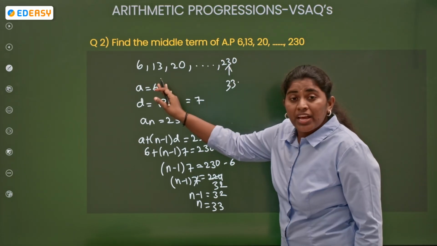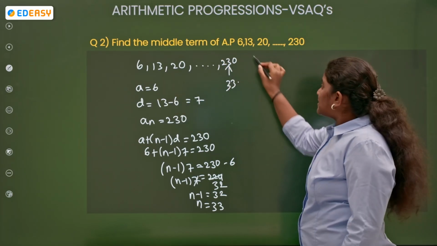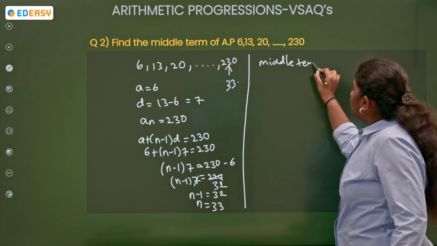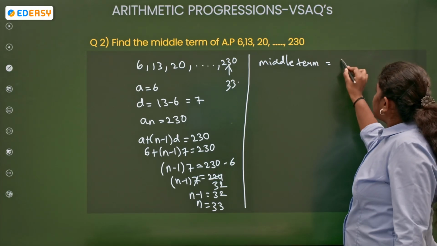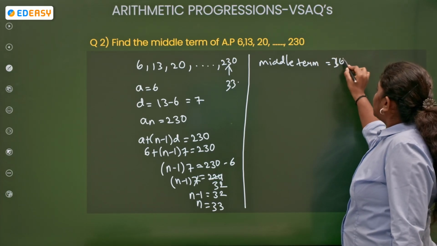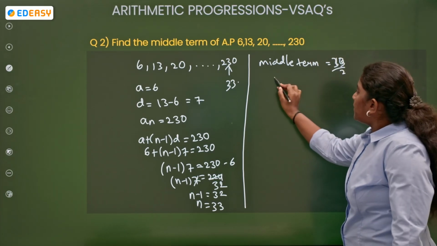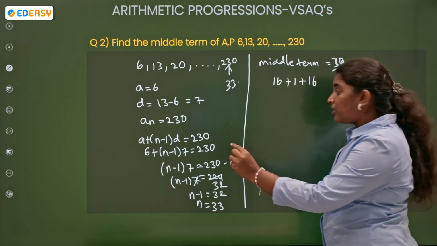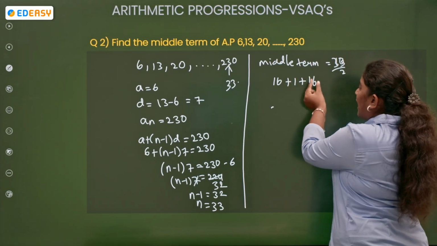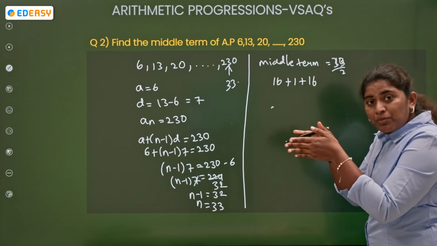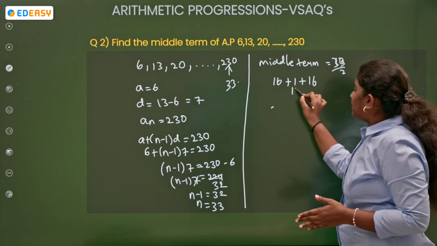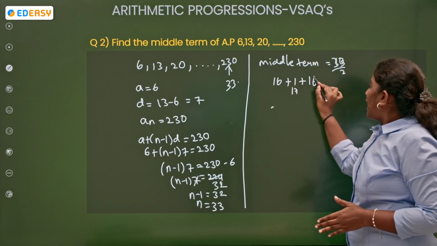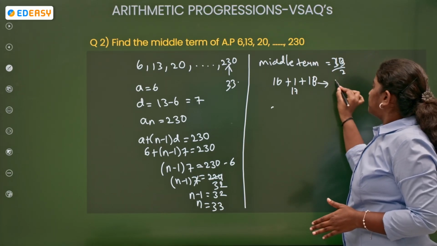Now how many terms do we have? 33 terms. Now let's find the middle term. What will be the middle term? 33 divided by 2 gives 16, so it will be 16 plus 1 plus 16, right? It means 16 terms, 1 term, and 16 terms. Now what will the middle value be? That is nothing but the 17th. Understood? 16 terms, the 17th term, and then 18 to 33.